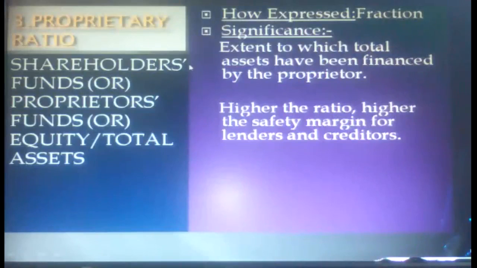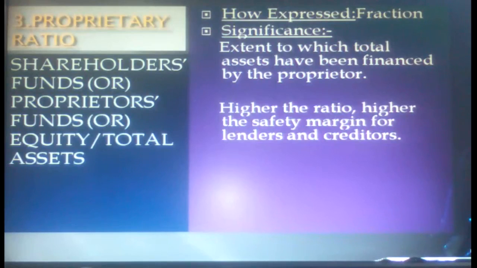Okay, then third one, proprietary ratio. It's a very important one. Shareholders fund or proprietors fund or equity divided by total assets. Here numerator is what? Denominator what? Simply here, numerator is our shareholders fund, you can also call proprietors fund or equity, divided by total assets. Here the expression is fraction, maybe 1/3, 1/4 like that. Okay, that's why the expression is also very important.